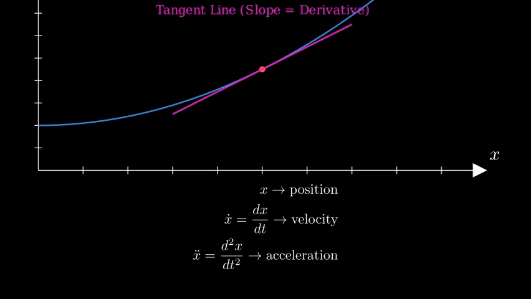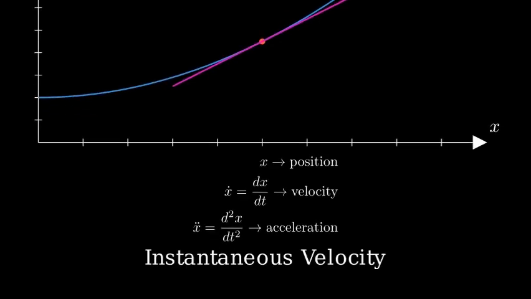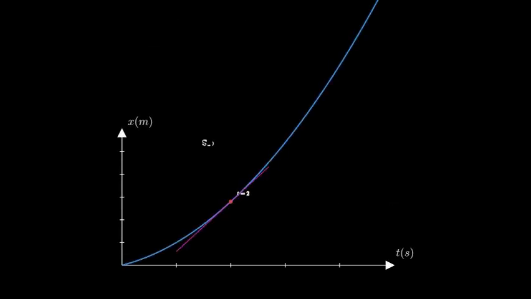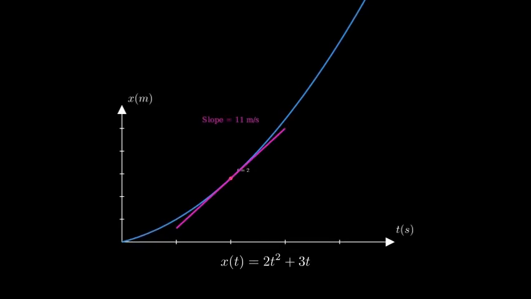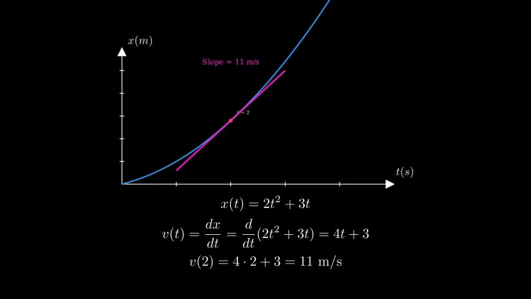X double dot or x double prime would be the second derivative of x with respect to time t, which is acceleration. Instantaneous velocity is the derivative of position with respect to time. It would be the slope of the tangent line of a position versus time curve at a given point. For example, if a car's position is given by a function x of t equals 2t squared plus 3t, then its instantaneous velocity at any time t would be dx dt, which is 4t plus 3. At 2 seconds, this would be 11 meters per second.